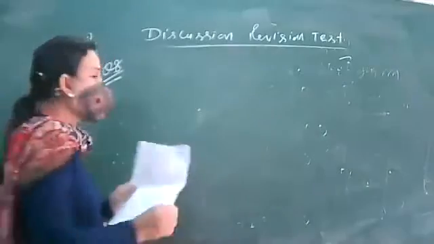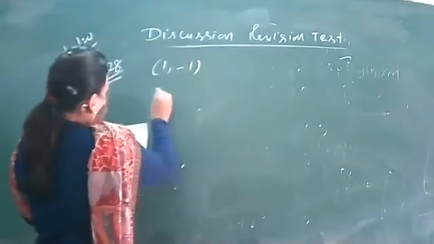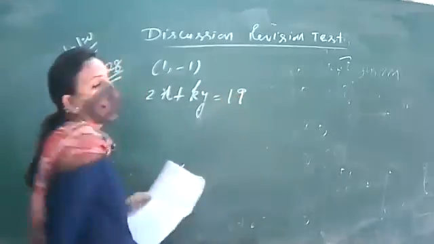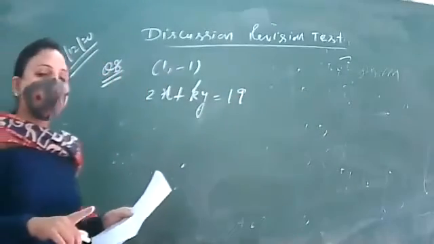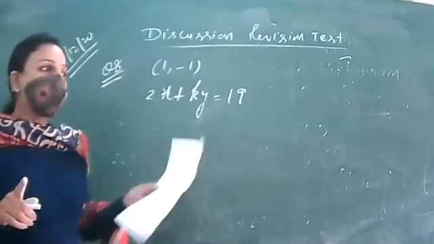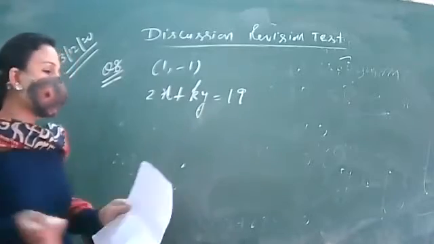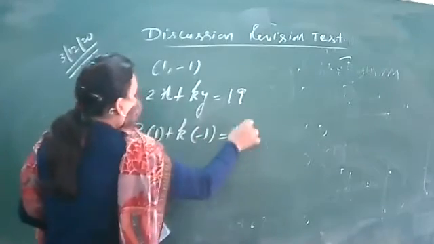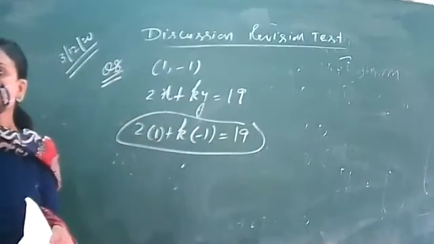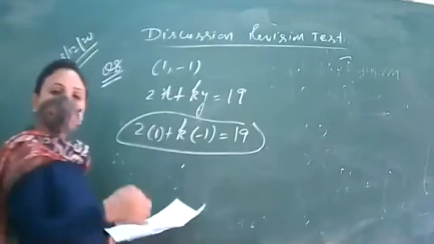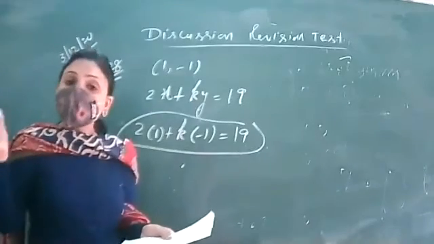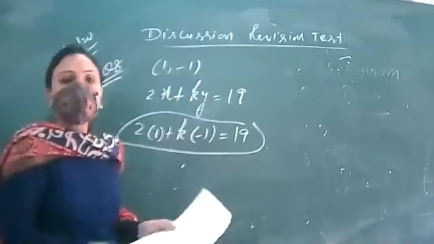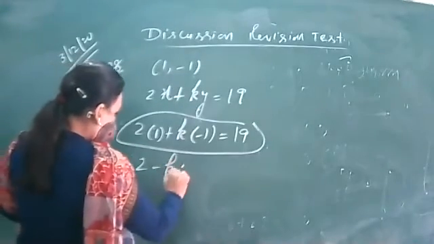Find the value of k so that 1 comma minus 1 is the solution of the equation 2x plus ky equal to 19, and find one more solution. That is the second part. Firstly, we have to find the value of k if this is solution. If this is solution, that means by putting x to be 1 and y to be minus 1, both the sides will be equal. Solution means which satisfies the equation. Satisfies the equation means when we put the values of x and y in the equation, the two sides get to be equal.